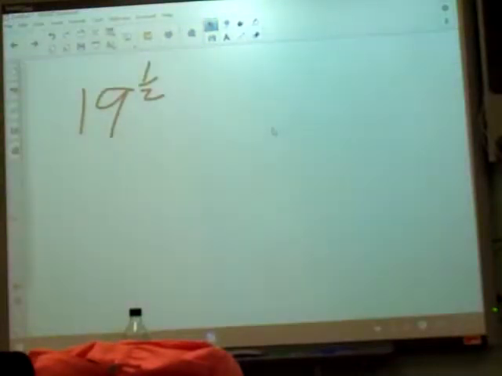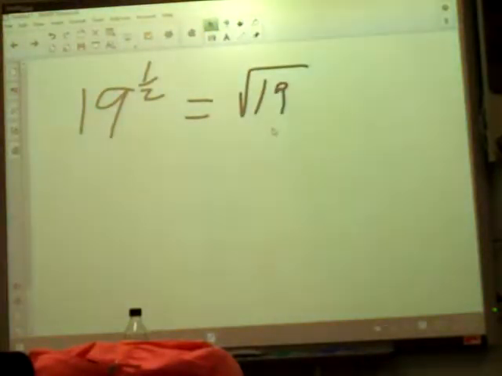So if I want to rewrite that as a radical, it's got to have a radical in it. So that's all we're doing. We're not actually solving it and figuring out what the square root of 19 is. We're just rewriting it in radical form, knowing that those are the same. So we ought to all be able to do that.